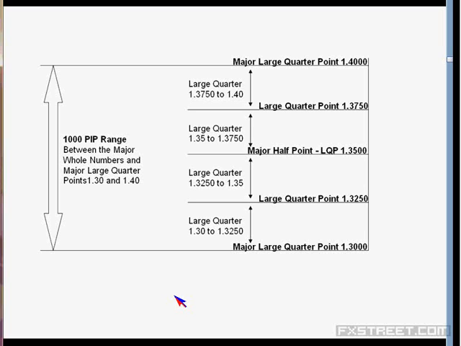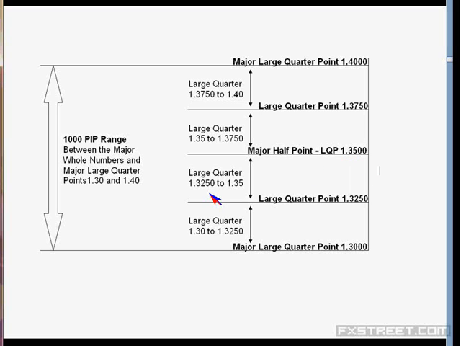In this particular example, the major large quarter points represent critical junctions that signal the end of a previous and, at the same time, the beginning of a new 1,000 pip range. The exact half point of each 1,000 pip range also coincides with a large quarter point, and it is called the major half point of the 1,000 pip range.